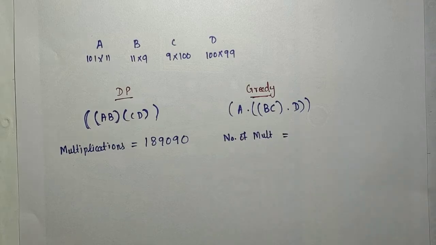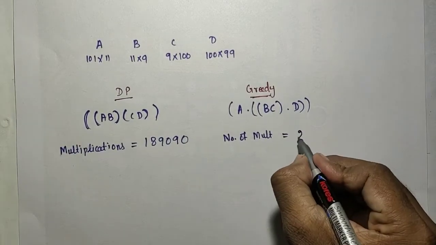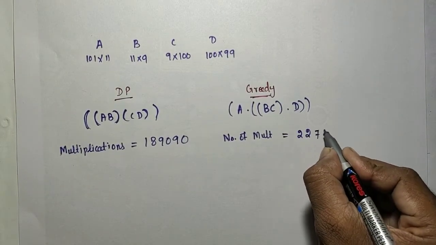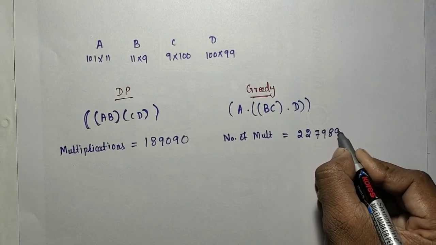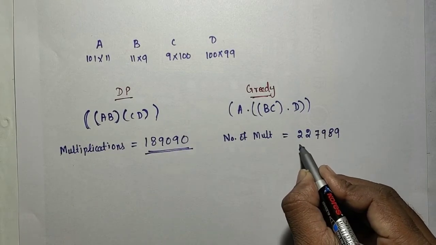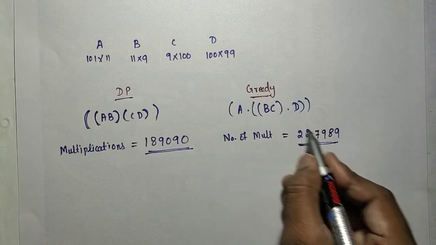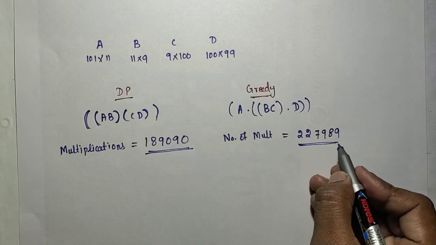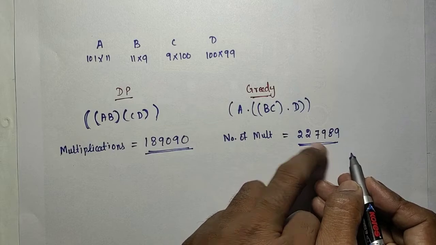equivalent to 22,79, what 89. Okay, like this. So see the difference. This is an exact solution, but with the greedy approach we are getting some other result. That solution, you see that number of multiplications, it is not an exact answer.